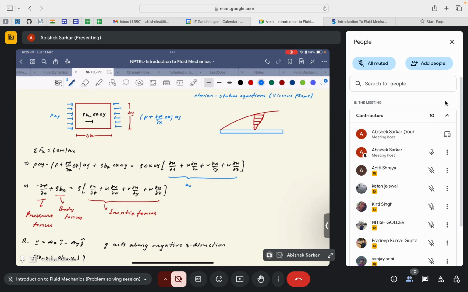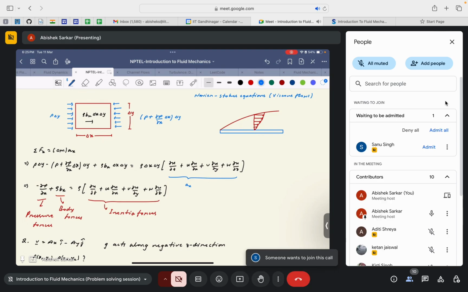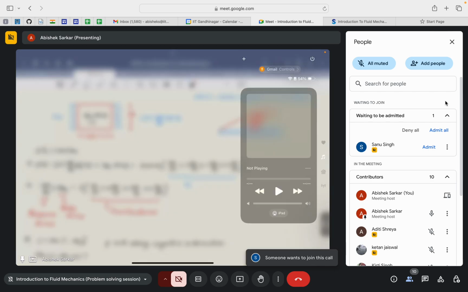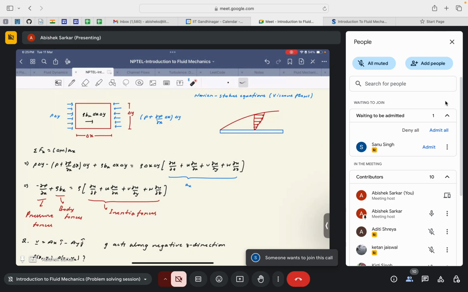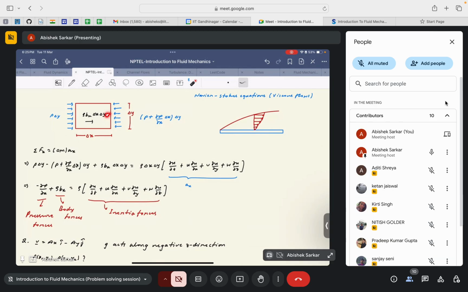The pressure on the right hand side of the box is given by P plus dou P by dou x into delta x, times delta y. I will not go through this part again because I have already discussed how it happens. It's basically a Taylor expansion of the pressure term at a distance of delta x from the left end of this cuboid box. Then the body force along x on this fluid element is given by rho into bx into delta x and delta y into 1, which accounts for the volume of the fluid element.